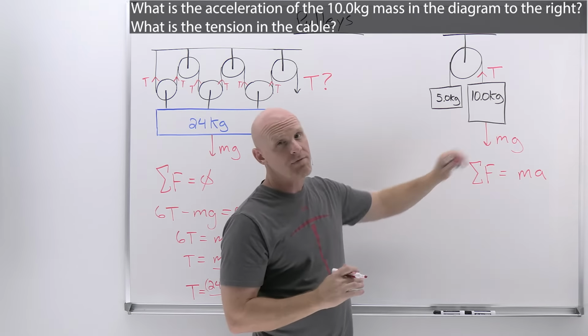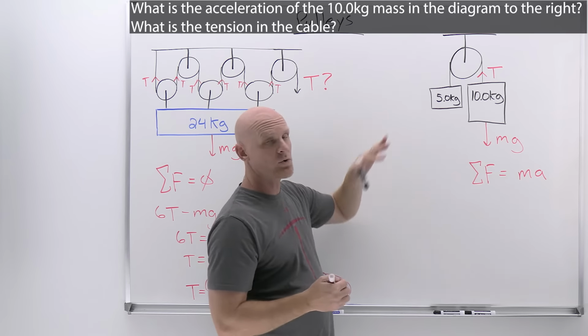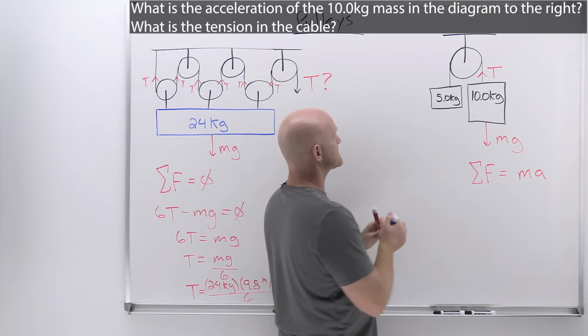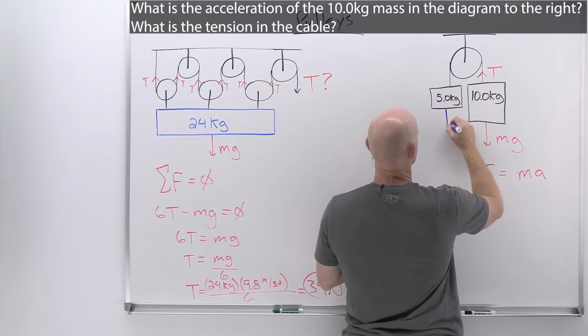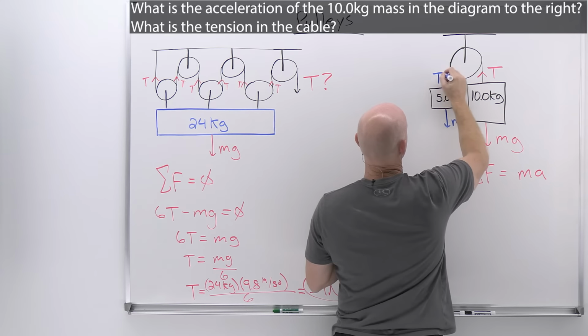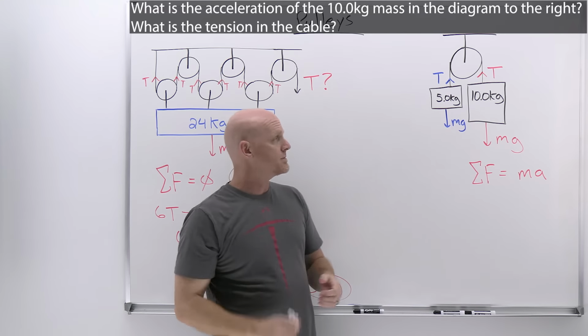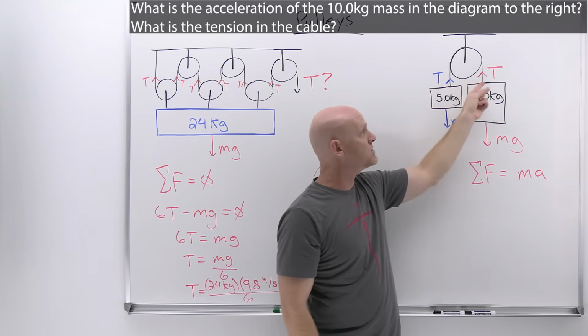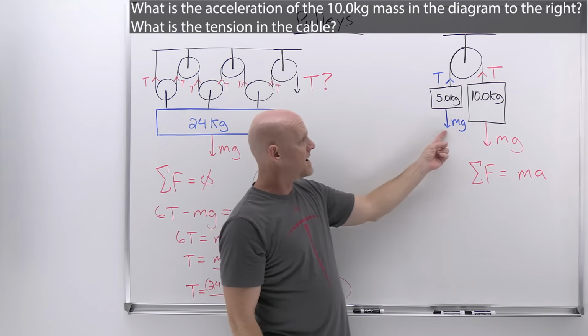Now I'm going to stop there for just a second and set up the other one, and we'll come back to this. All right, so the 5 kilogram mass also has its own weight pointing downward, mg, and it's got a tension pointing upward as well. Now we've got a problem here. The two tensions are indeed the same. It's the same cable, and the tension in that cable is everywhere the same, but the mg's are not.